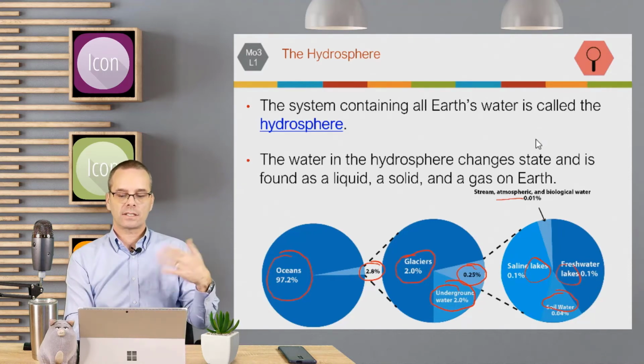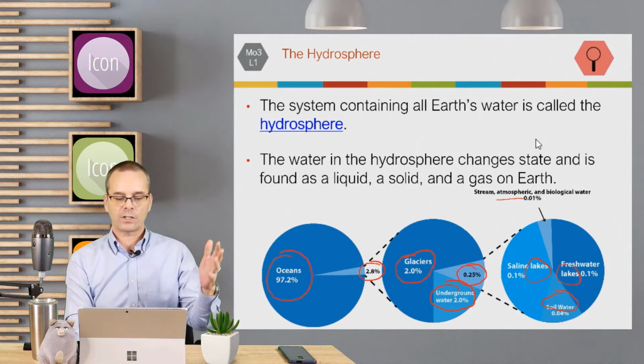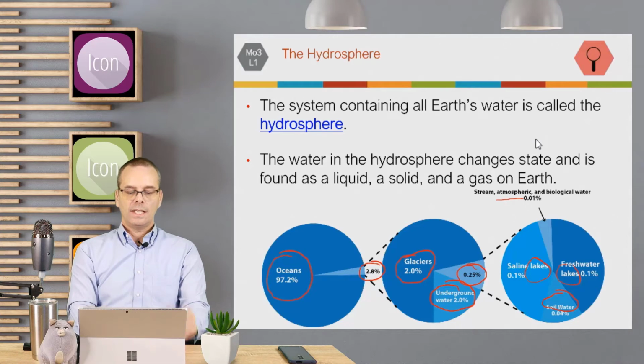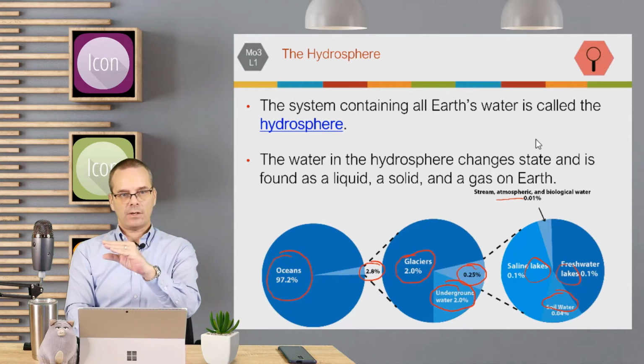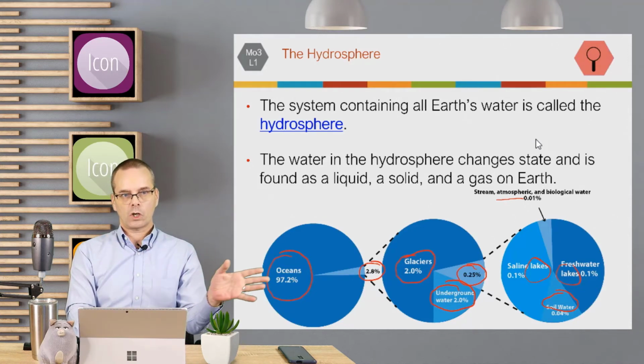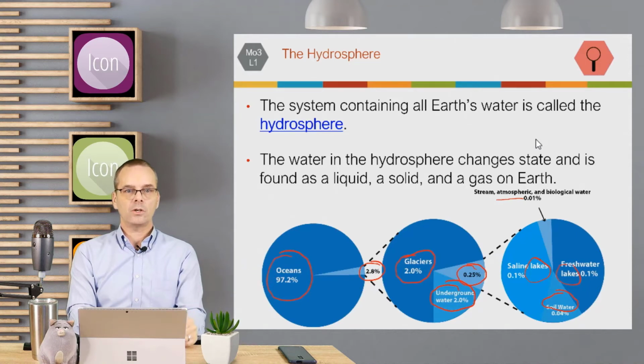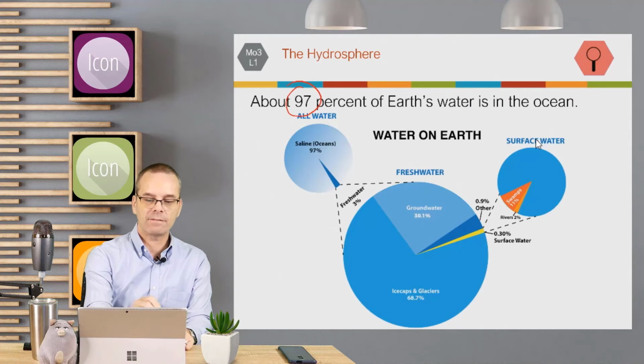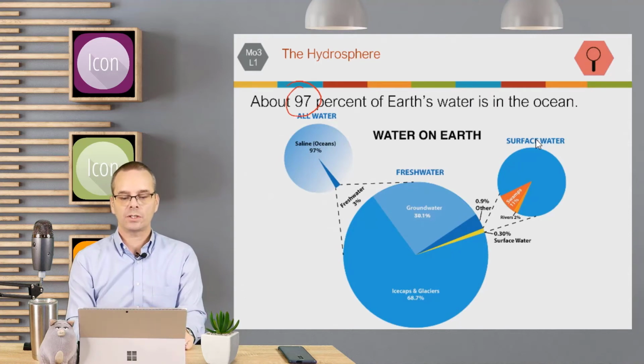So that's a lot of the fresh water, along with underground water in glaciers. So it continues to go down and down, but the vast majority of water on the Earth is salt water in the oceans. So again, 97% of all water is in that ocean.